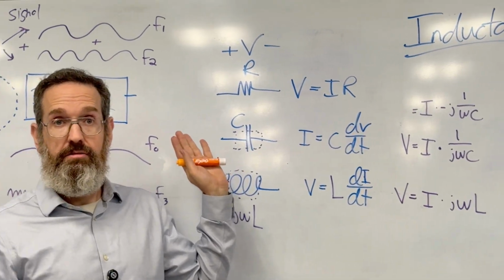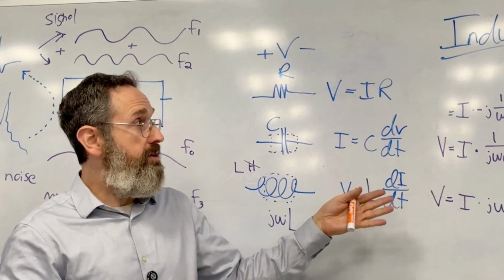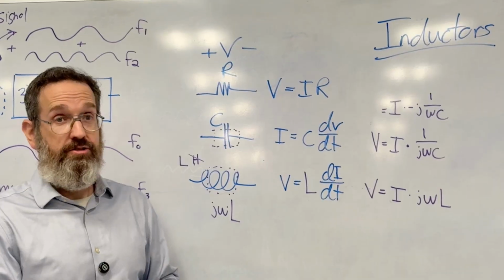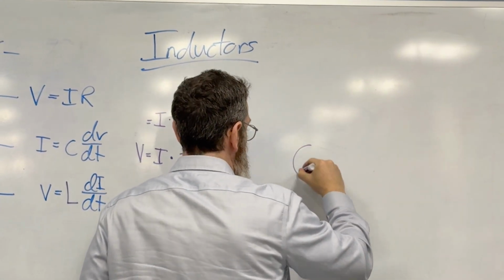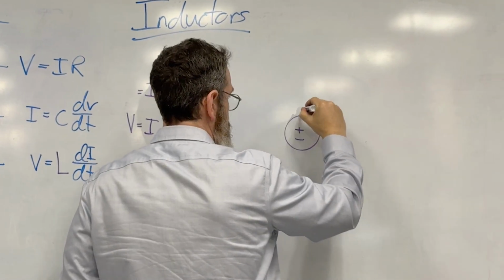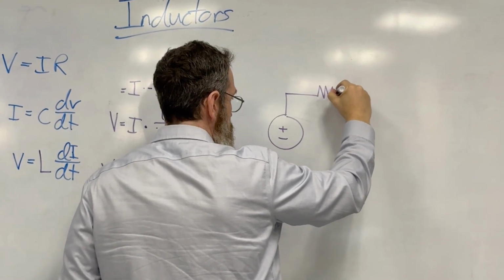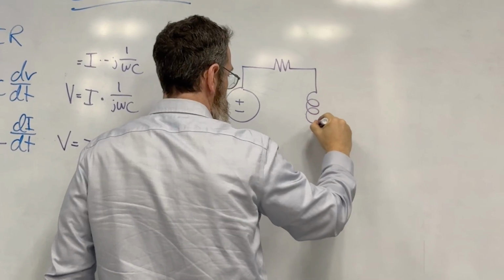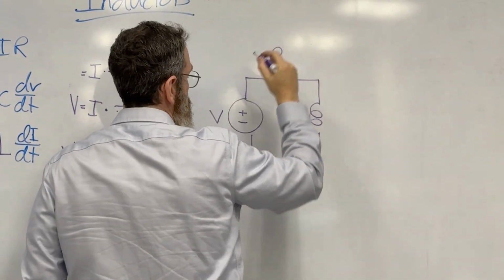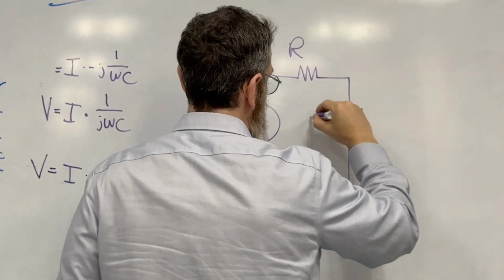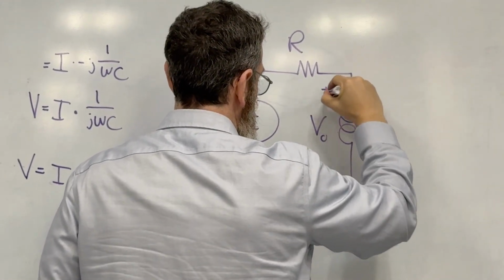That's inductors. So now you're given a circuit, right? Let's look at a circuit with inductors in it. So we're going to start with a circuit that looks like this. And we're going to have a resistor. We're going to have an inductor. Voltage. This has a resistance. Here's our inductance. And I want to know what the voltage is here.